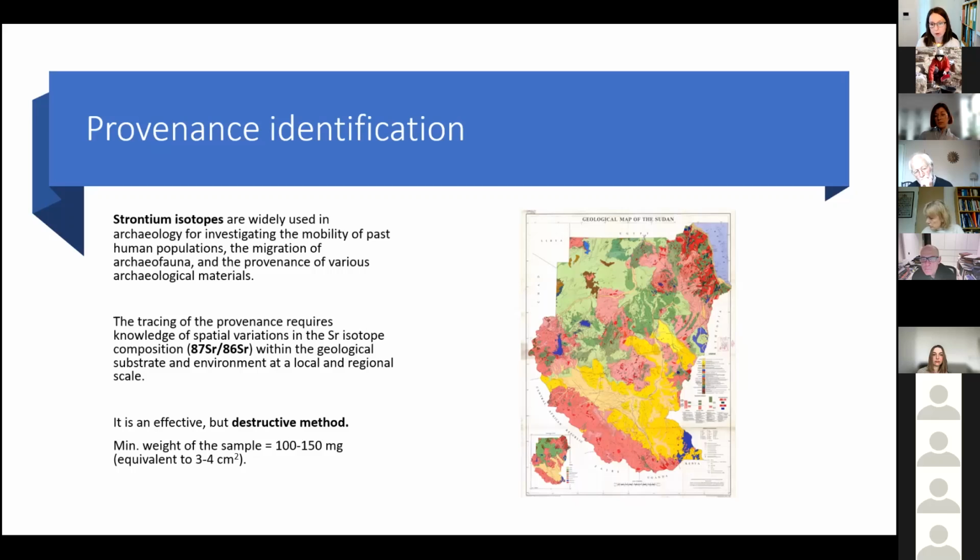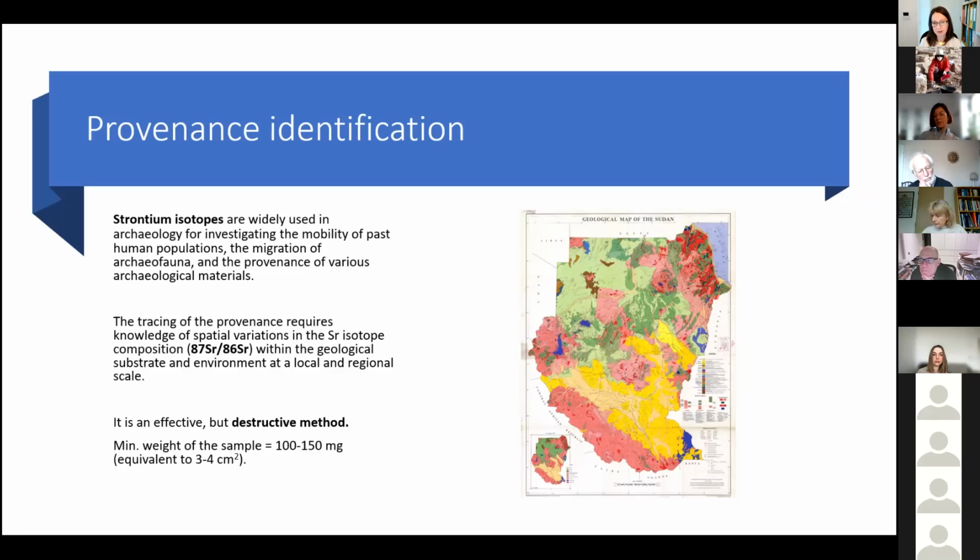And also, before you take the decision to submit your sample and destroy those 4 square centimeters, which will be dissolved in the lab, the main important thing to be aware of is the question that strontium isotope analysis will answer: is your sample local or not? It means that you will have 2 answers. Yes, it is local, or no, it is not.